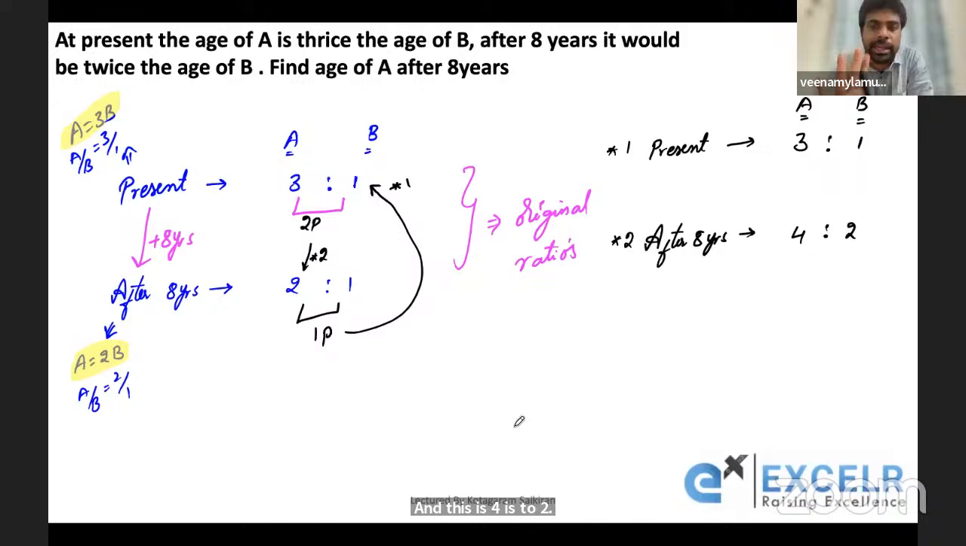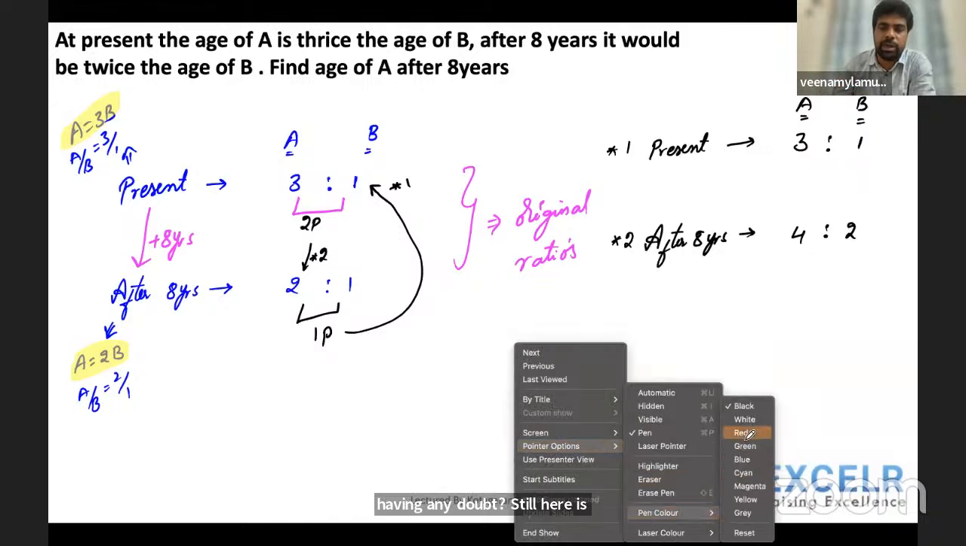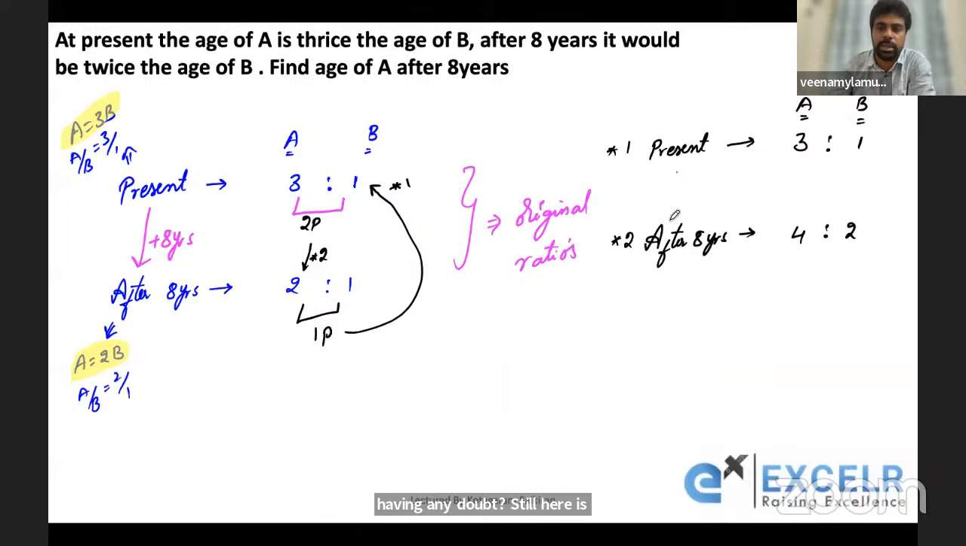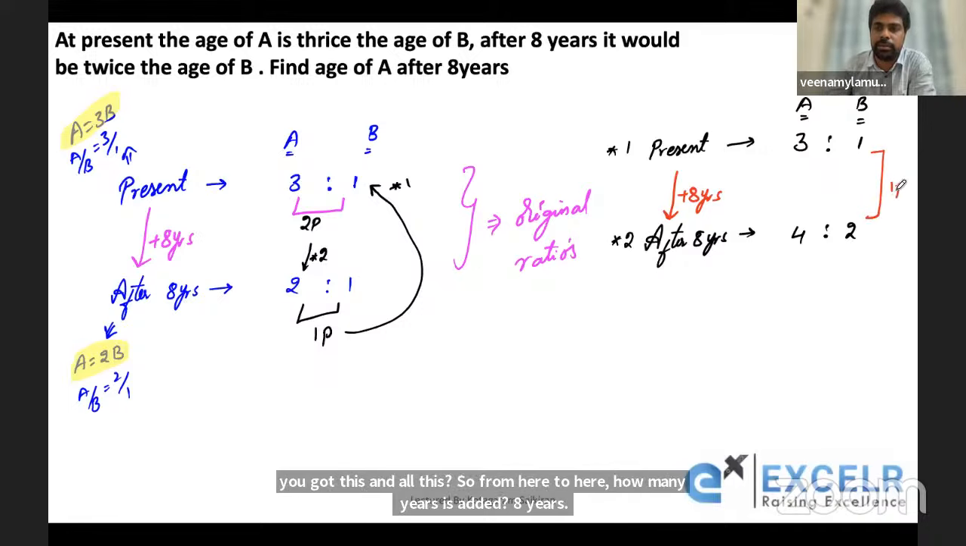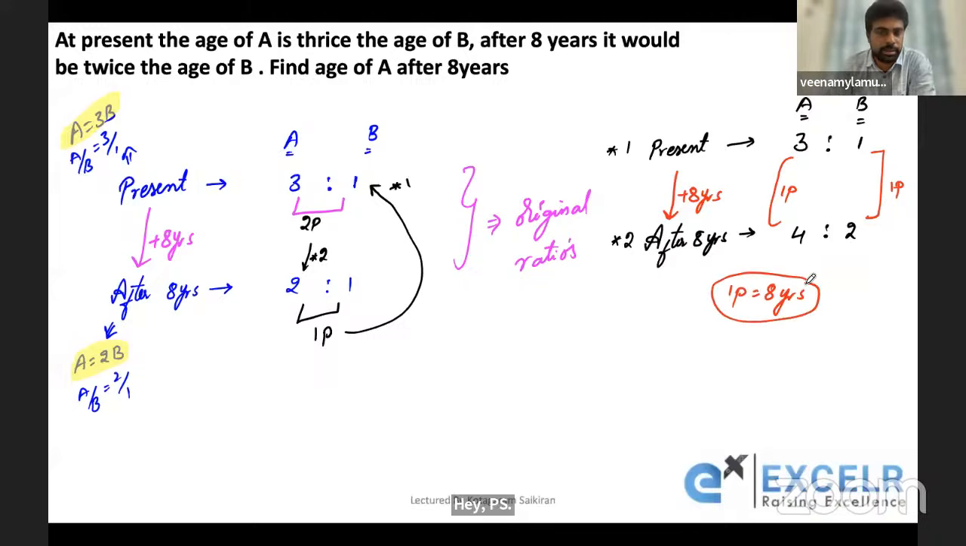Satisfied? Till here, is anybody having any doubt? How you got this? From here to here, how many years is added? 8 years. From here to here, how many parts are added? 1 part. From here to here, how many parts are added? 1 part. So 1 part is how many years? 1 part is 8 years.